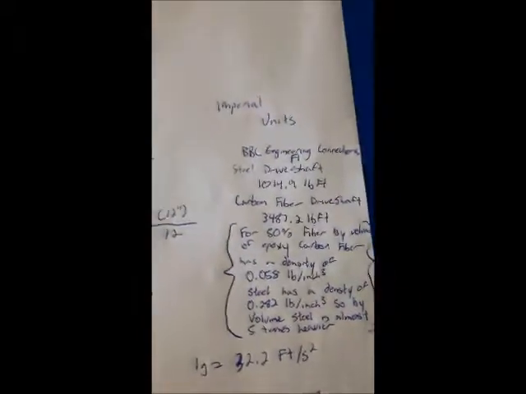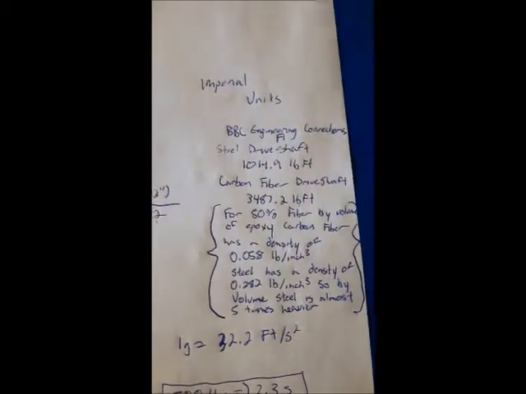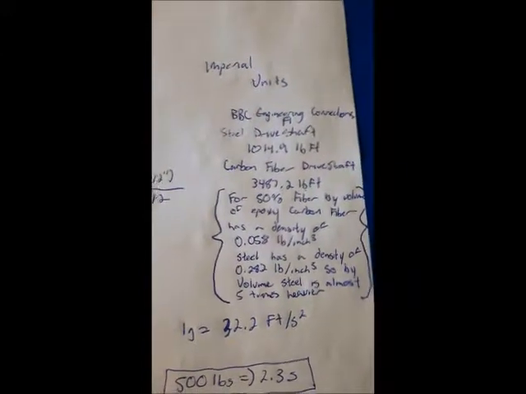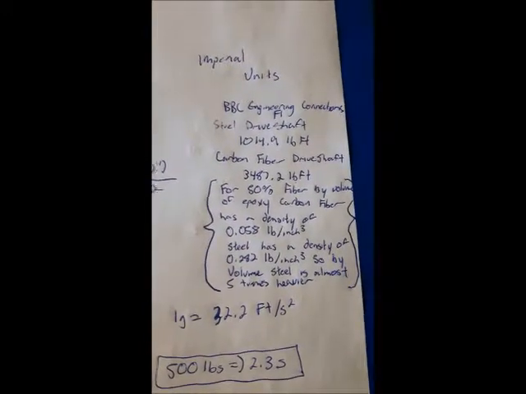And get this, carbon fiber, according to BBC Engineering Connections F1, through testing, a steel drive shaft will snap at 1,014.9 pound-feet of torque, whereas a carbon fiber drive shaft will snap at 3,487.2 pound-feet. That is really impressive. Major impressive. So not only is carbon fiber a lot stronger, it's a lot lighter, and you'll go faster too. What's not to love about that?